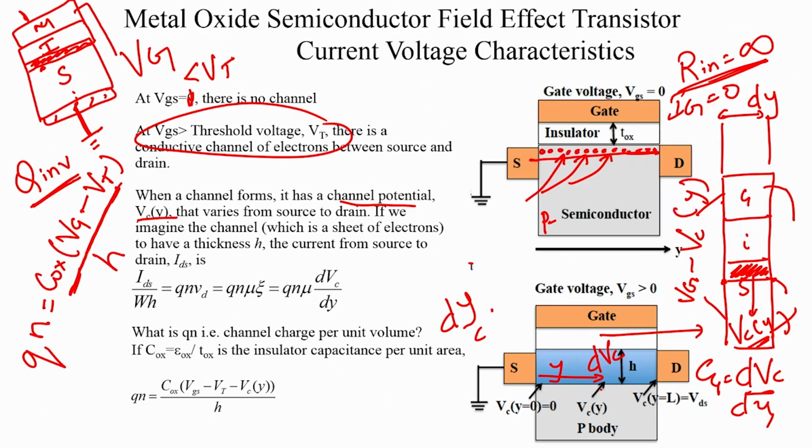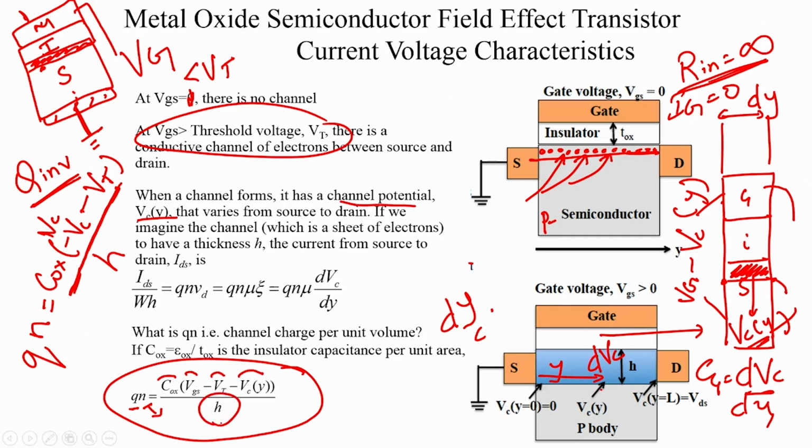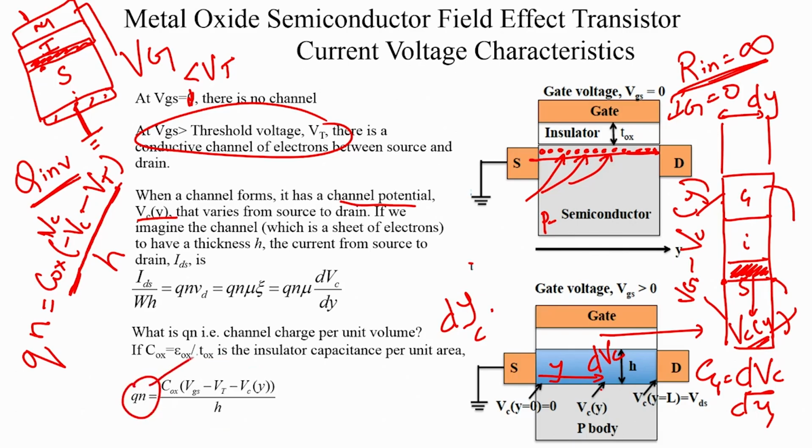What we are going to do is replace this little term here: instead of saying Vg minus ground, we are going to say it is Vg minus Vc minus Vt into Cox by H is your Q into N. So, we now have this equation, which says that Q into N, where N is the number of electrons per unit volume, is Cox into Vg minus Vt minus Vc of y by H. And we are now going to substitute this Qn in the expression for the current.